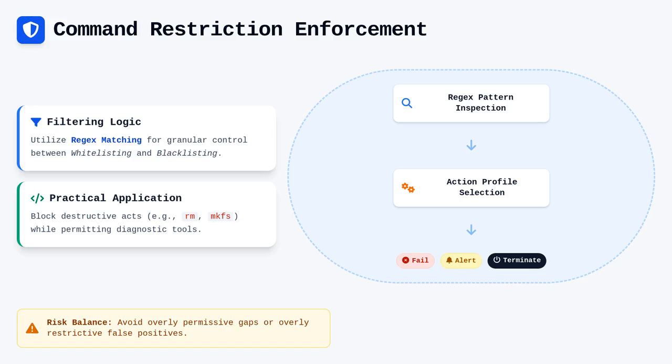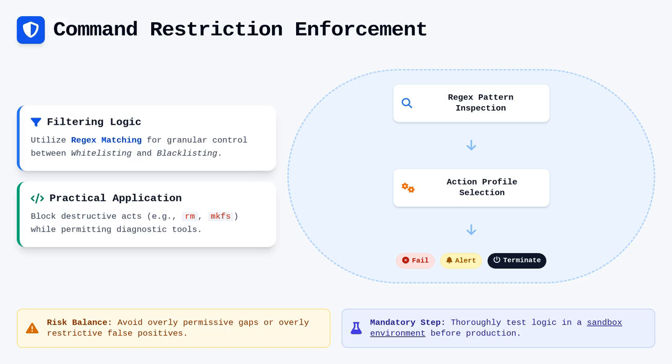By fine-tuning these inspection actions, you align the automated response with your organization's risk appetite, ensuring that critical infrastructure remains protected without causing excessive operational friction. Always perform thorough testing of your regex logic in a sandbox environment before promoting it to production, as an incorrectly structured pattern could inadvertently block all traffic or fail to capture the intended security violations.